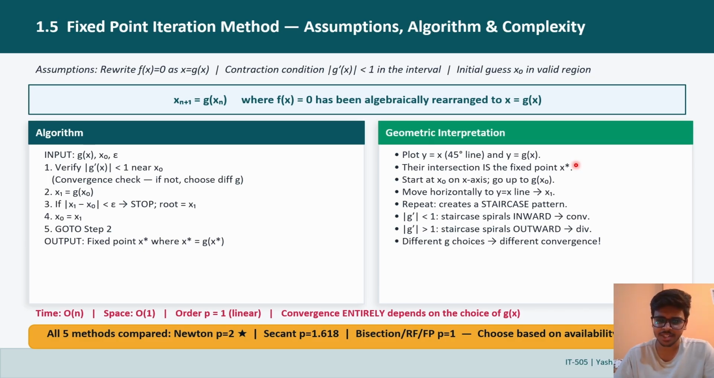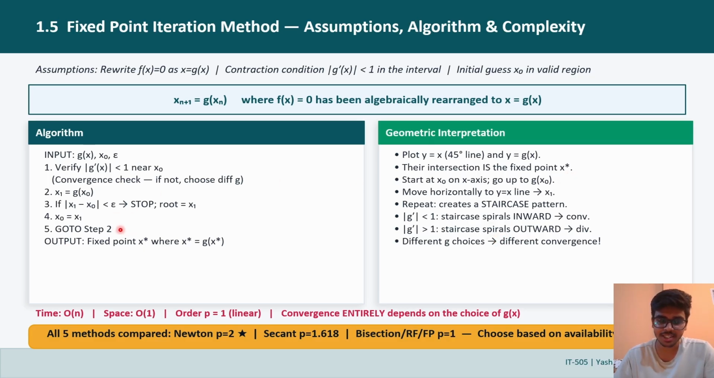Starting at x0 on the x-axis, we go up to the curve of y equals g of x, then horizontally across to the diagonal line to read off x of n plus 1. This creates a staircase pattern. When the absolute value of g prime is less than 1, the staircase spirals inward, which is converging. When it exceeds 1, the staircase spirals outward, meaning diverging.